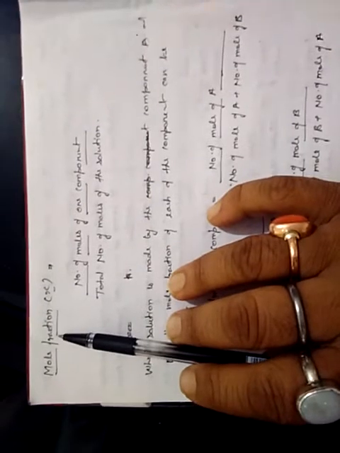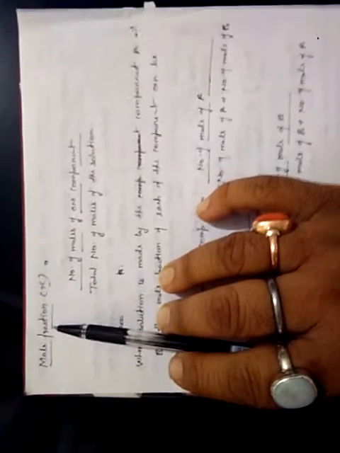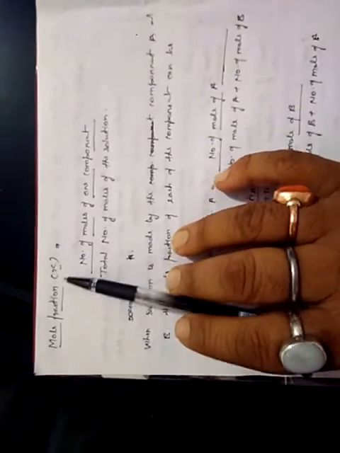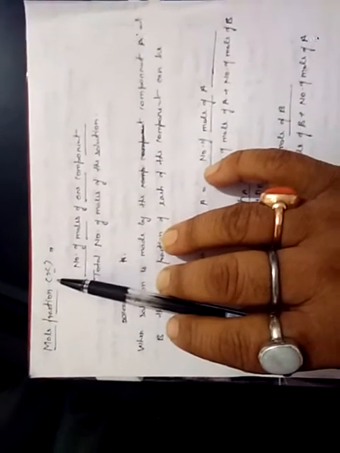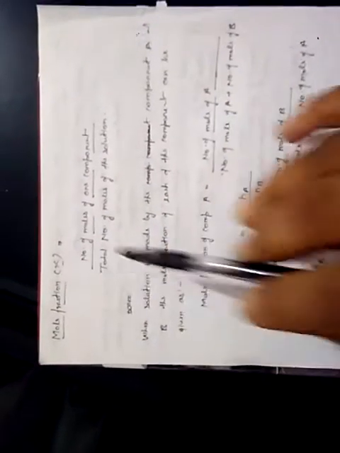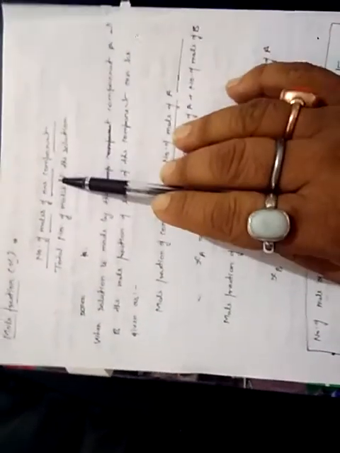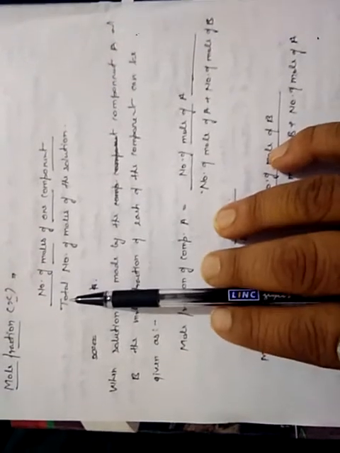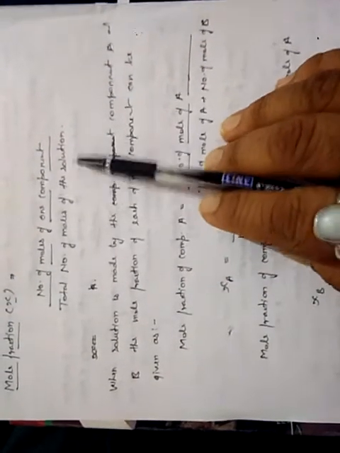First of all, mole fraction. What is mole fraction and how can we represent it? Mole fraction can be represented by the symbol small x, and it can be calculated by using the following formula. The number of moles of one component is compared with the total number of moles of the solution.